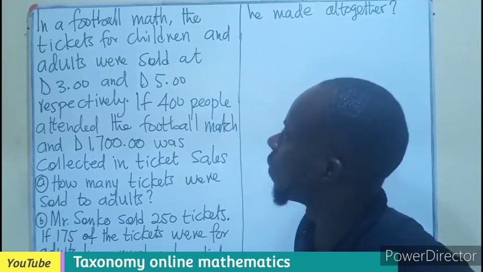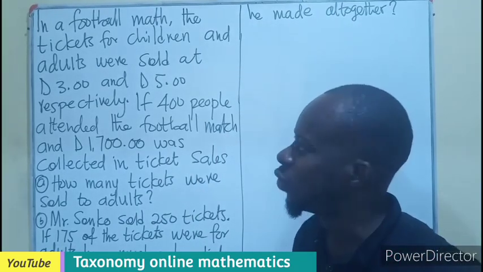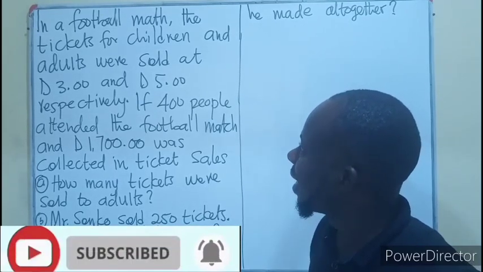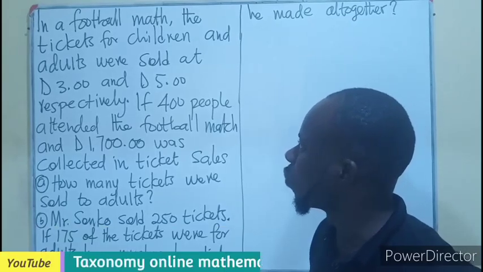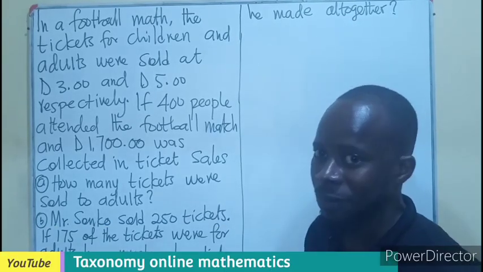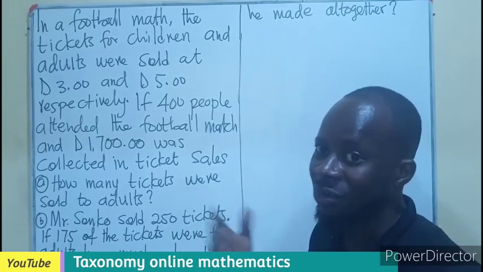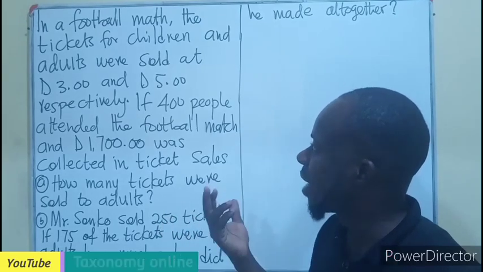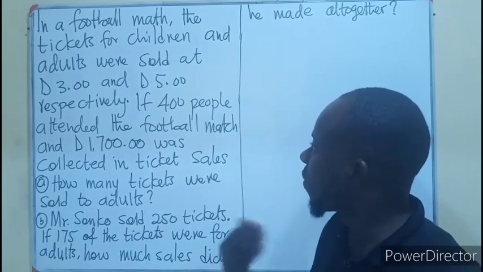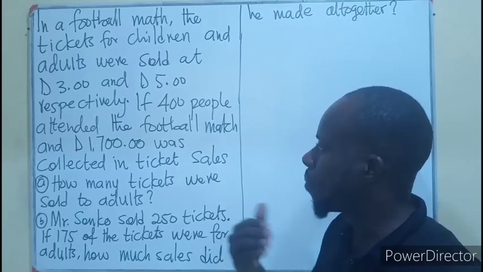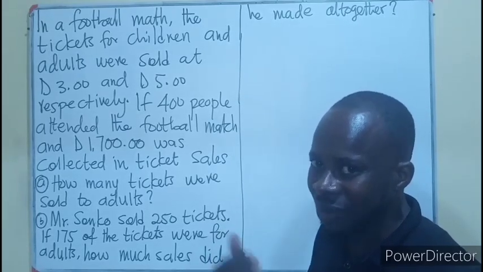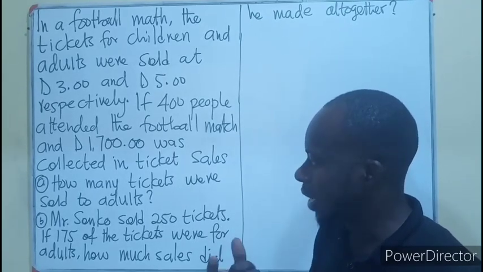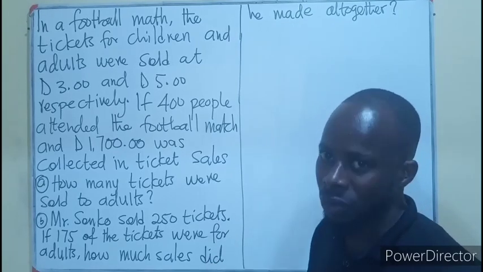Question number 2 of the just ended WASSCE June 2023. In a football match, the tickets for children and adults were sold at the cost of 3 D and 5 D respectively. D could stand for any denomination, so I'll be using cedis: 3 Ghana cedis and 5 Ghana cedis respectively. 1. If 400 people attended the football match and 1,700 Ghana cedis was collected in ticket sales, how many tickets were sold to adults?